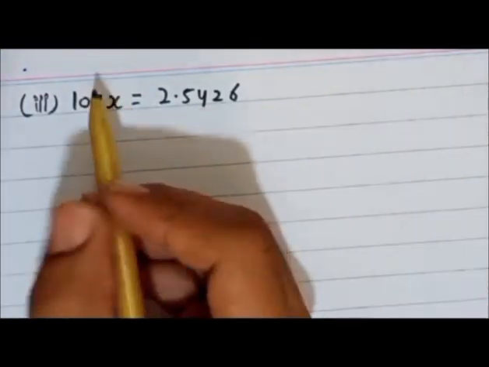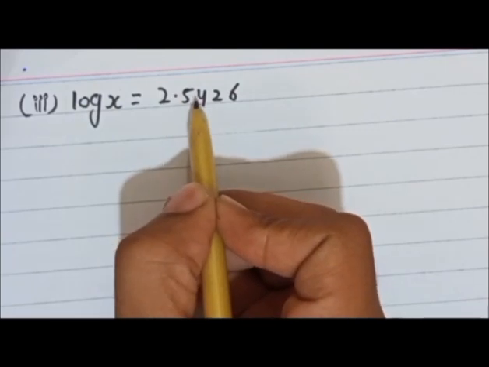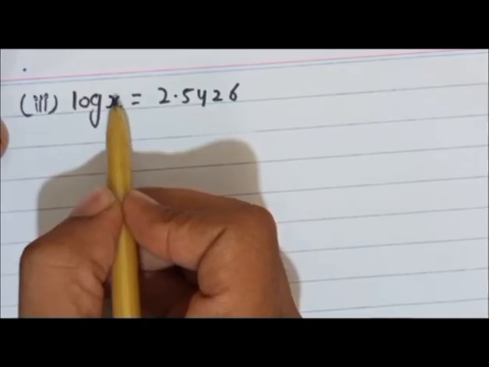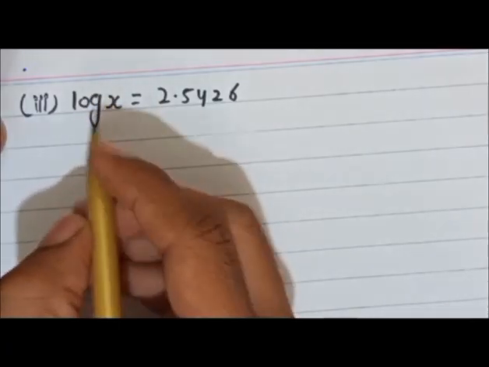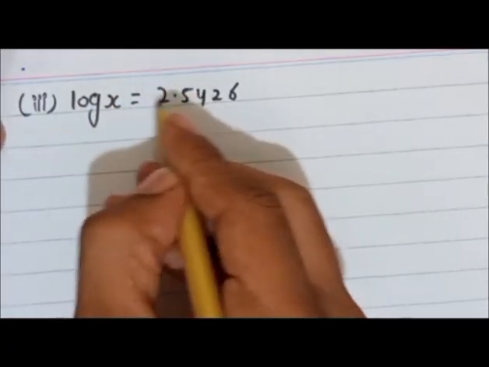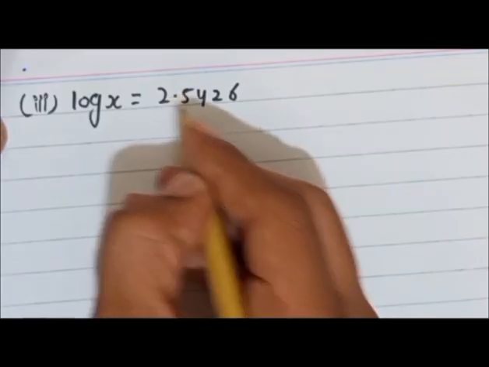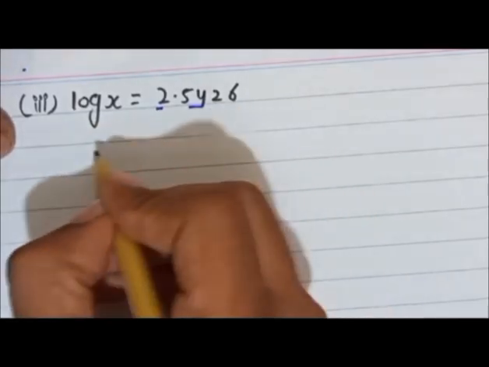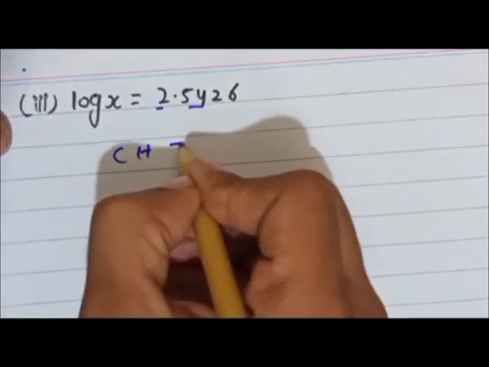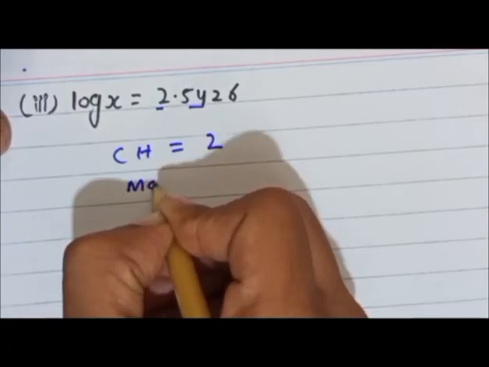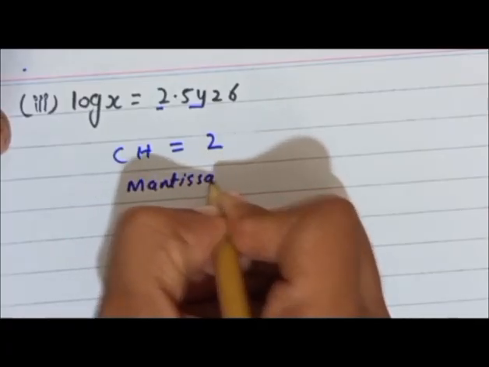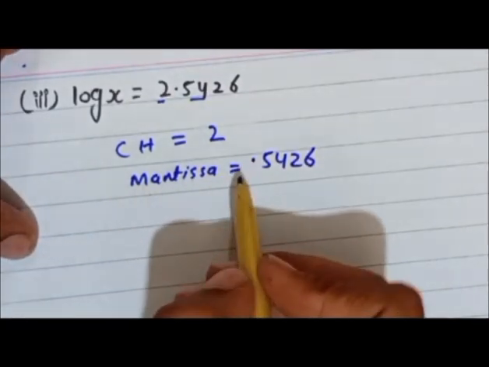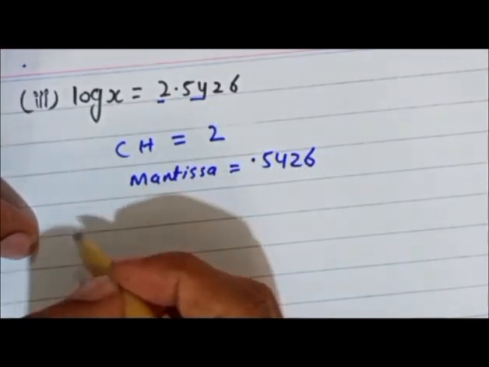Okay, come to another question, that is log x is equal to 2.5426. For finding the value of x, I need to cancel this log. So how will I cancel it? First of all, I will separate the characteristic and mantissa of this logarithm value. My characteristic is 2 and my mantissa is 0.5426.